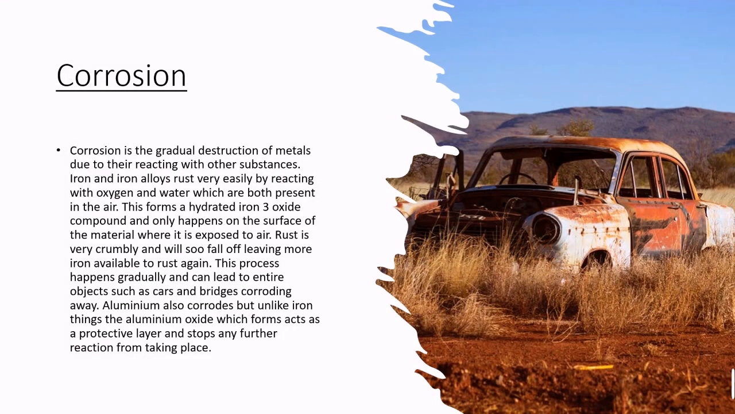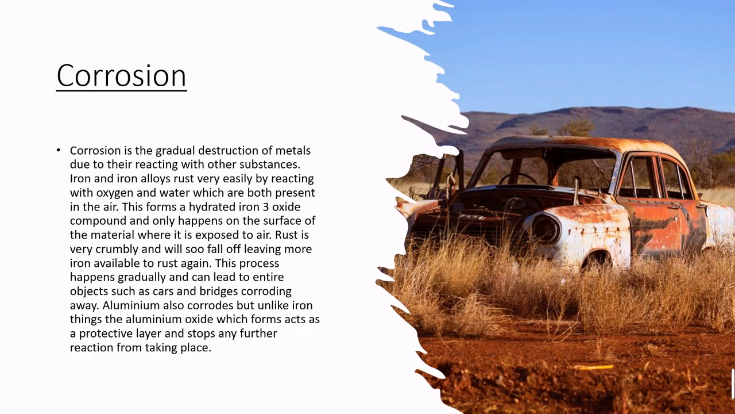Corrosion is the gradual destruction of metals due to their reacting with other substances. Iron and iron alloys rust very easily by reacting with water and oxygen, which are both present in the air. This forms a hydrated iron(III) oxide compound, and only happens on the surface of the material where it is exposed to air. Rust is very crumbly, and soon falls off, leaving more iron available to rust again. This process happens gradually, but can lead to entire objects, such as cars and bridges, corroding away.